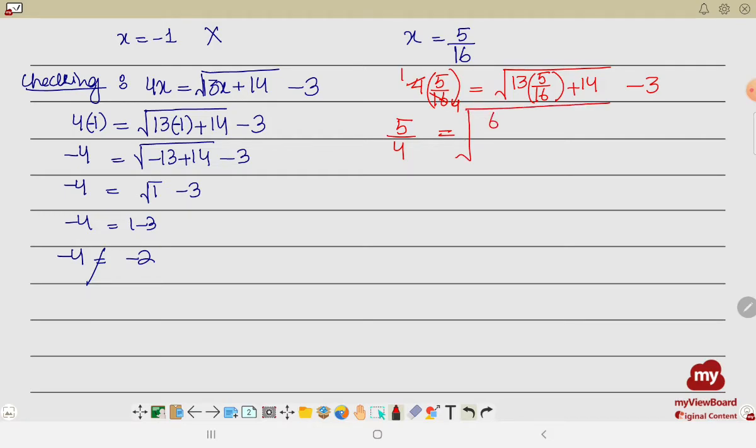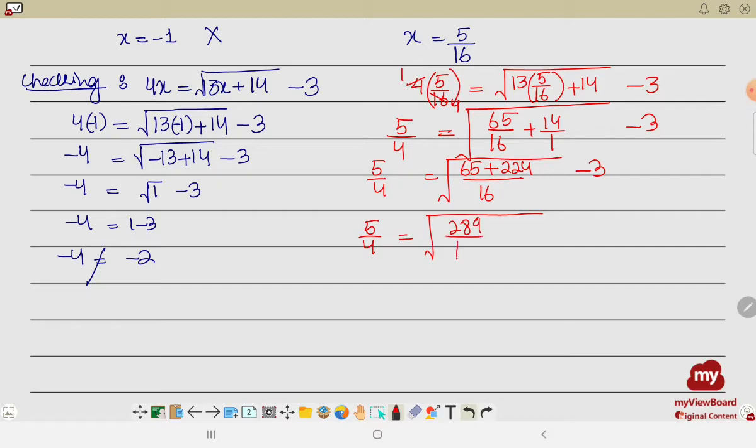15 3 times is 65 by 16 plus 14 over 1 we can write. And here we'll just take the LCM, which is 16, and 14 into 16 is 224. And when you add up the numerator, you'll have 289 by 16 minus 3. Let's check 5 by 4. The square root of 289 is 17, and the square root of 16 will be 4.